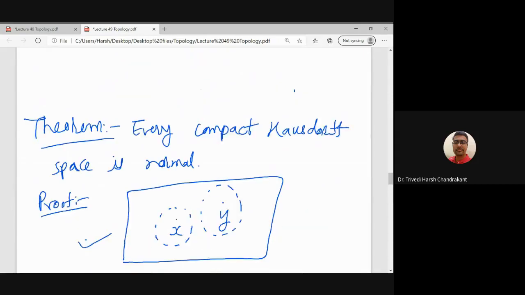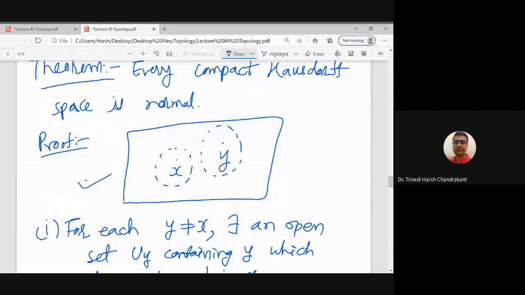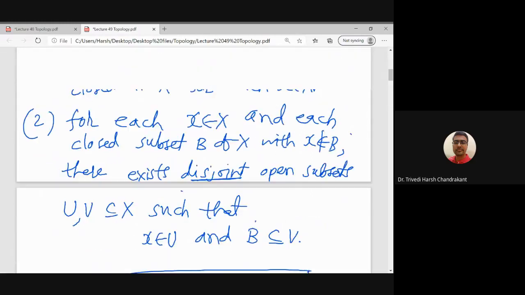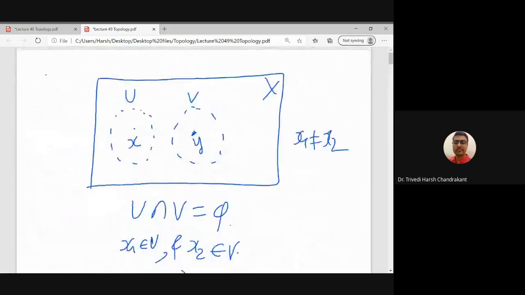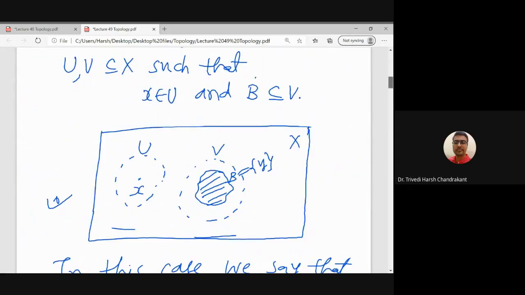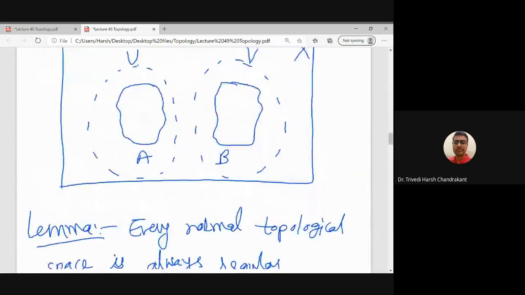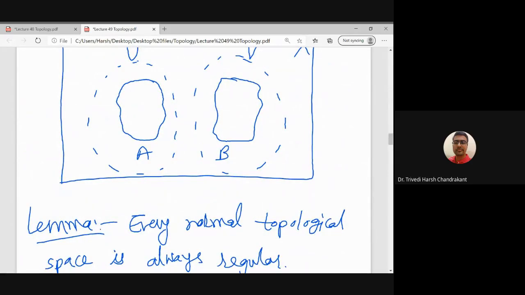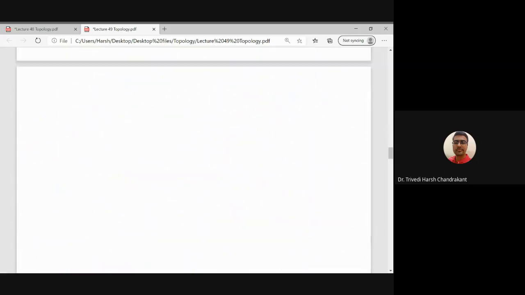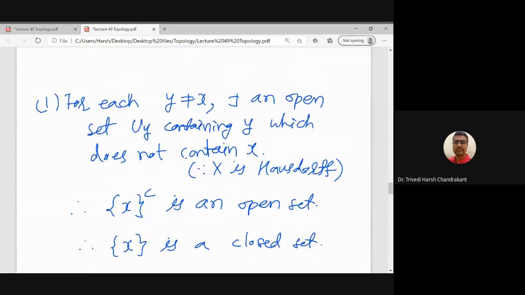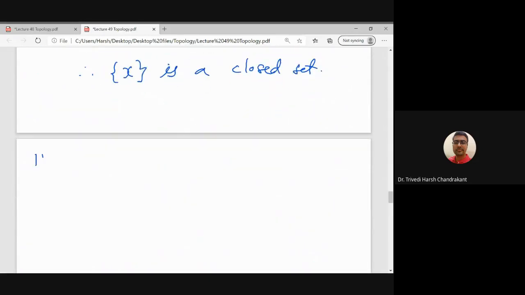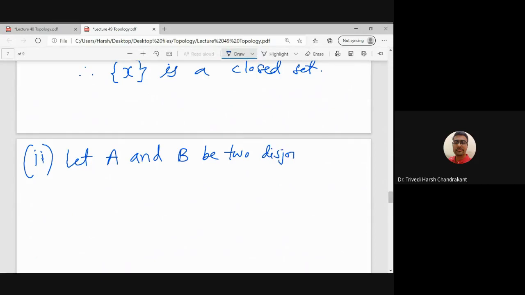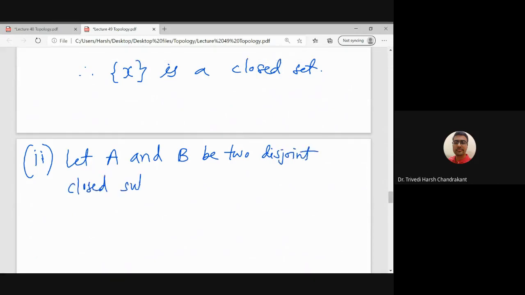So this is basically the first property of normal spaces, that a topological space is normal if each singleton set is closed, and whenever we have two disjoint closed sets, we can separate them by open sets U and V. Now the second property which we want to prove is that whenever we have two closed sets, let A and B be two disjoint closed subsets of X.